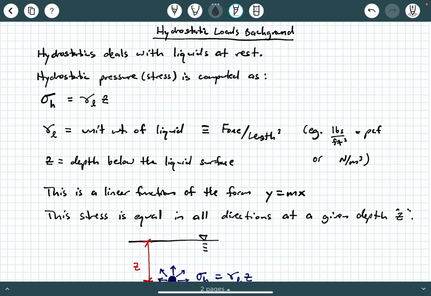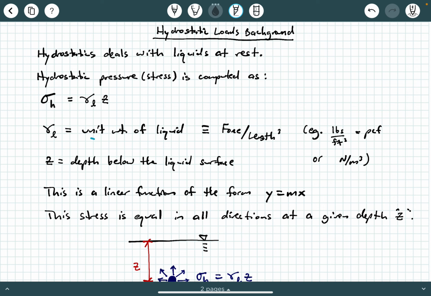So when we have a liquid at rest, what we become interested in is what's called hydrostatic pressure or hydrostatic stress. And the way we compute that is we say sigma sub h, that's hydrostatic stress, is equal to gamma L, which is the unit weight of the liquid, times Z, which is depth. Okay, so let's define these and go ahead and write this out in your notes.